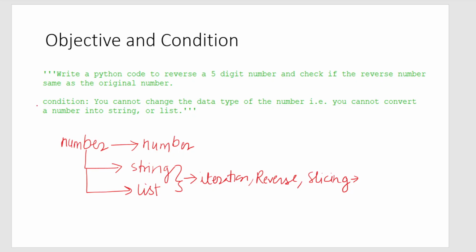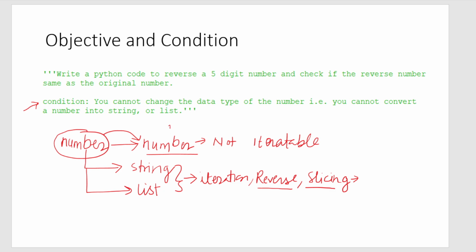But there is a condition with this particular type of code. It says you cannot change the data type of the number. That means the thing that you are reading from the user has to be a number. If it's a number, then it is not iterable. That means you cannot perform iterations using the number, and you cannot use the function called reverse, or do slicing on this number.